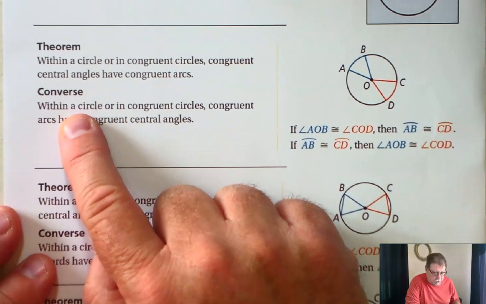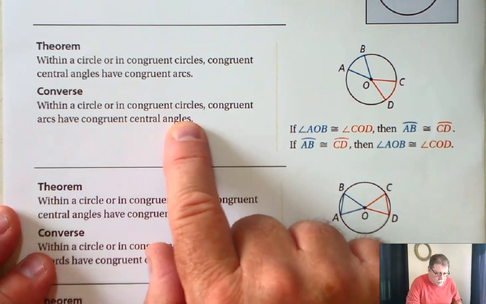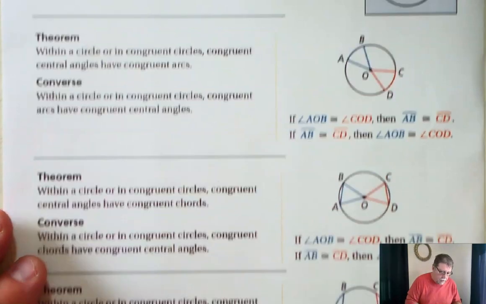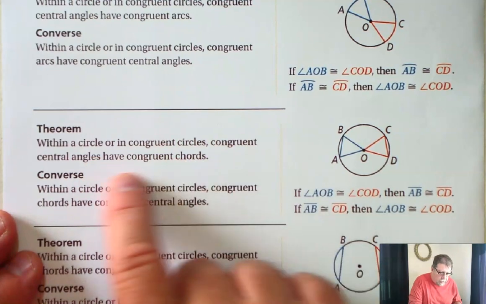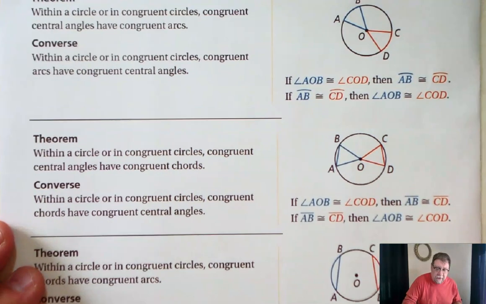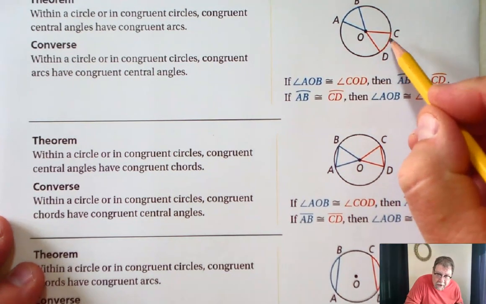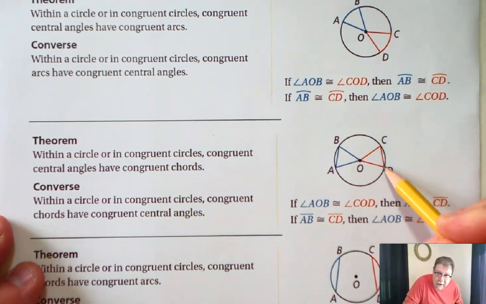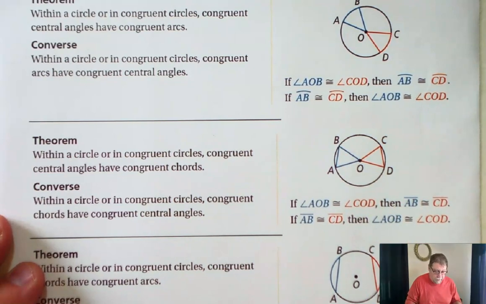And then the converse holds true. If within the circle or in congruent circles, congruent arcs have congruent central angles. Makes perfect sense. The next one, within a circle or in congruent circles, congruent central angles have congruent chords. So the difference is that the angles, the arc measures are the same here and here, but also if we drew a line segment, those segments would be congruent.